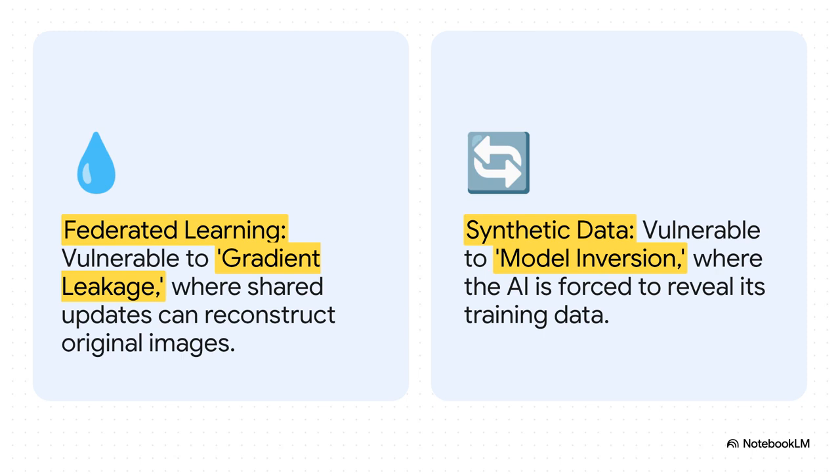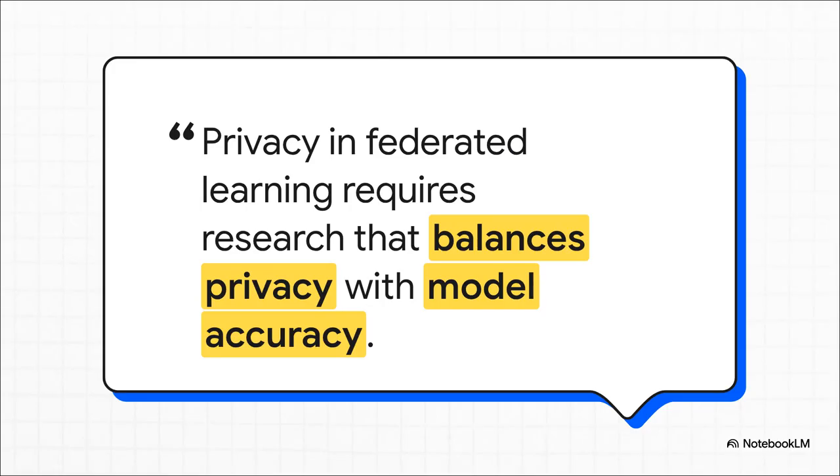That's gradient leakage. And for synthetic data, you've got something called model inversion. This is basically like a hacker tricking that AI stunt double into describing the real actor it was based on in such perfect detail that you can figure out who the original person was. And this really brings us to what the researchers themselves are saying. As this quote makes clear, this is a continuous technological arms race.